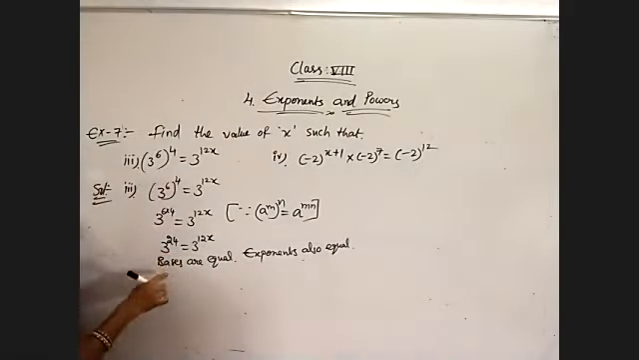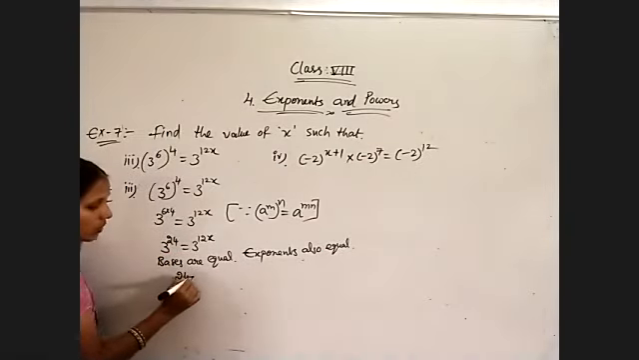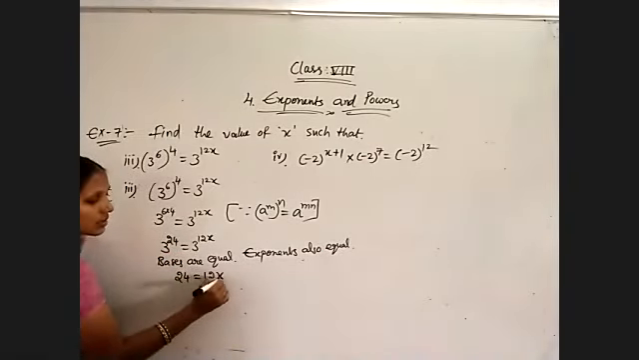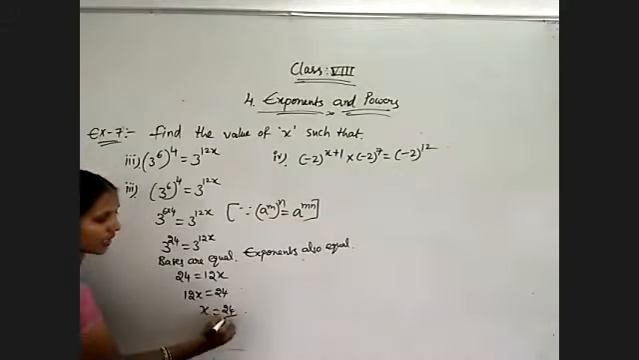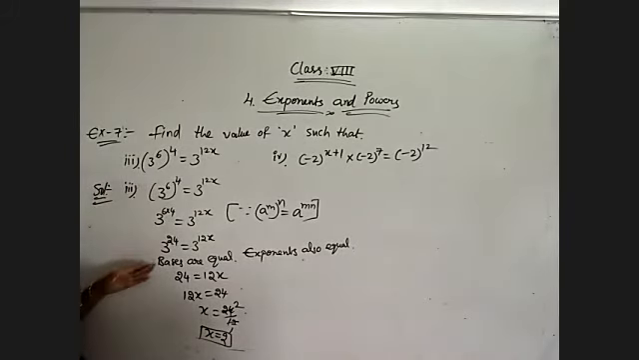So that's why 24 is equal to 12x. Write the x term on the left side and the constant term on the right side. That is, 12x is equal to 24. Then x will be equal to 24 by 12. 12 ones are 12, 12 twos are 24. So x is equal to 2. That's all. So in only one method we can do this question. This is the only one method.